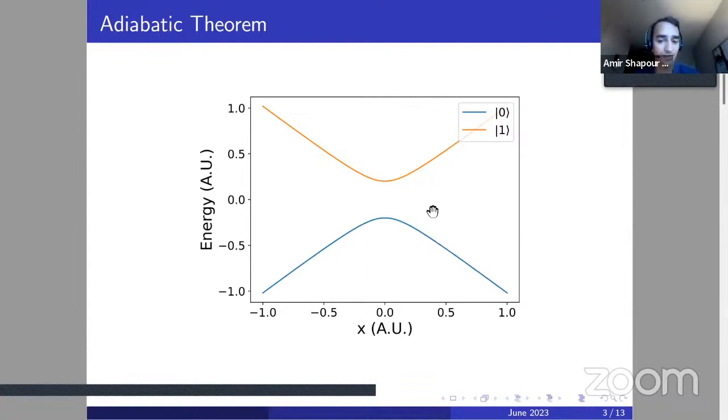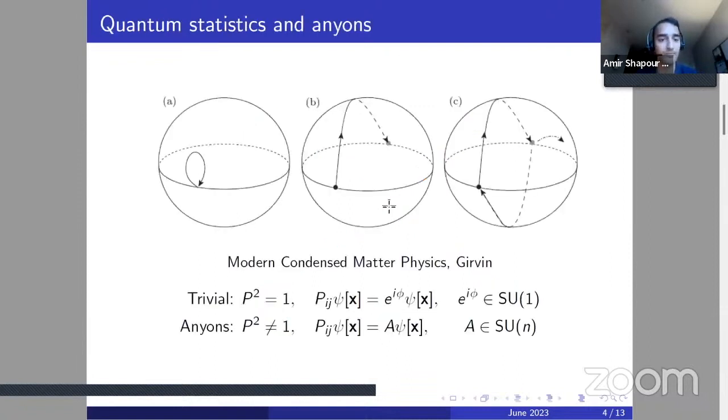The requirement isn't just that x changes slowly. It can also be that the energy separation between the two states is really large, or that you have a really large band gap in semiconductor and condensed matter language.